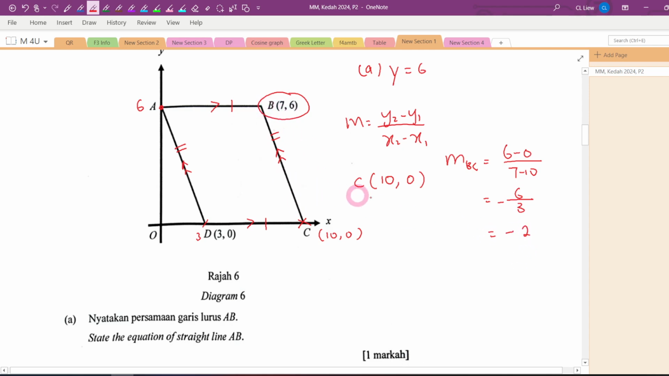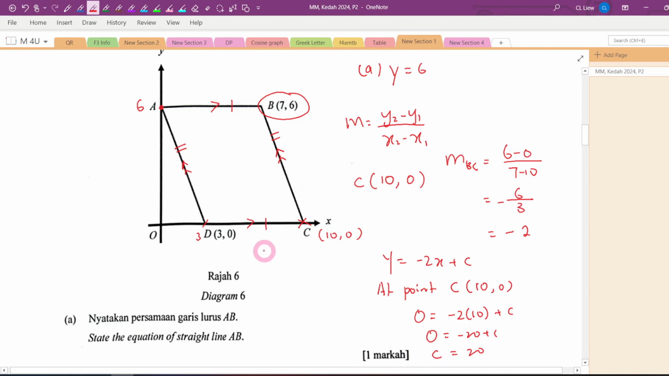This gradient is negative. Okay, y equal to mx plus c. Now we need 1 point to help us get the value of c. You can use this point or this point. Both are okay. Now let me use this point because we have a 0 here. Easier for us to calculate. At point C, then y is equal to 0 is equal to negative 2x plus c. Okay, negative 20 plus c. C is equal to 20.